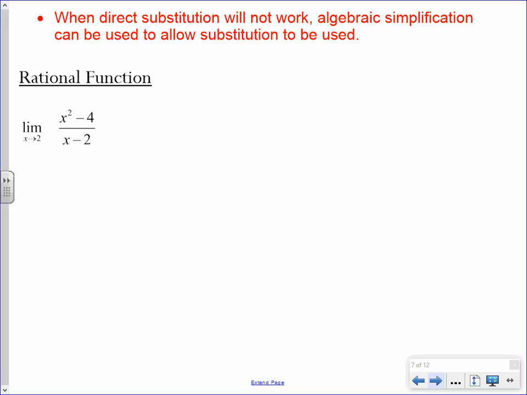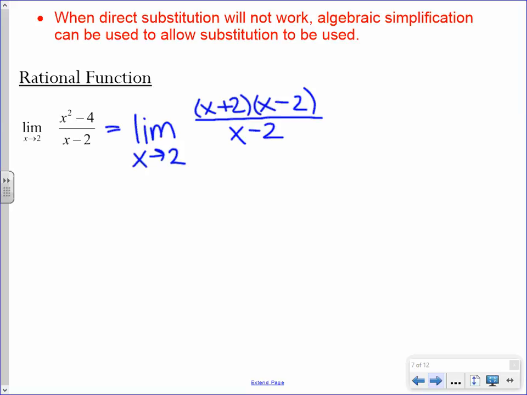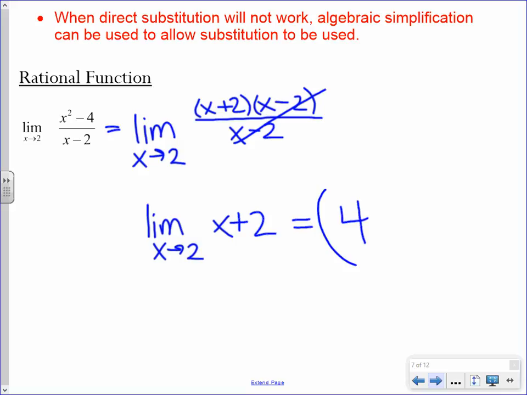Cole, you said yes. What should we do? So we can rewrite this as the limit as x approaches 2 of x plus 2 times x minus 2. Is that what you said? Which means those can cancel out. Now we have the limit as x approaches 2 of x plus 2. Can we evaluate this now? Okay. What is it? 4.